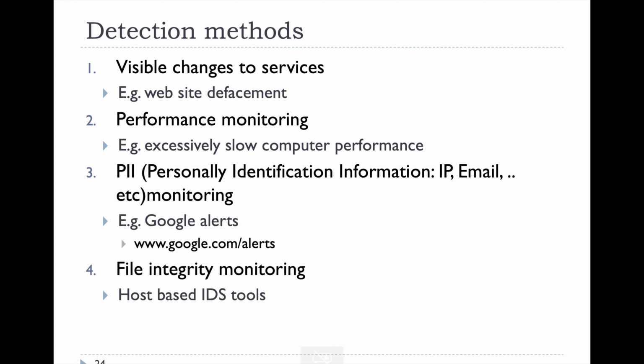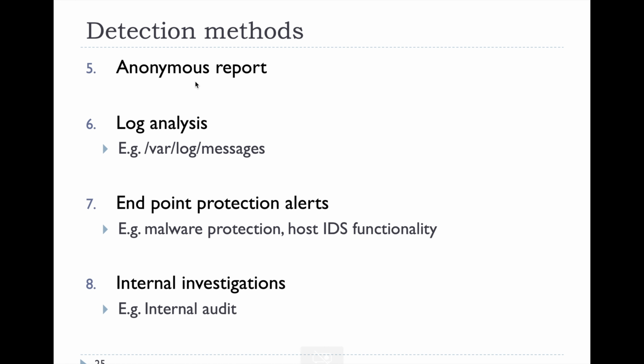If you remember from chapter 2 or chapter 3, when we discussed hash functions, we mentioned that we can use hash functions to continuously check if our files and our programs have been modified maliciously, when the hash value is different from the one that we have stored. So hash file integrity monitoring is also a way of detecting incidents, and it can be in a host-based IDS. And we can also receive an anonymous report, such as someone from within a subunit telling us that there is an incident in their unit.